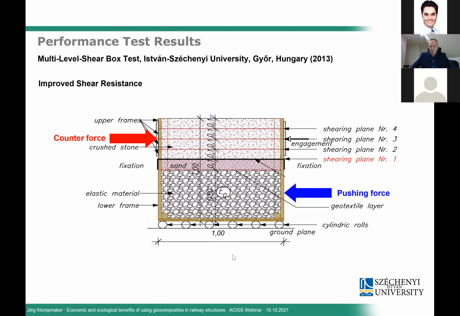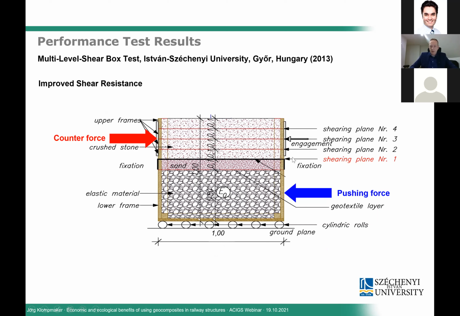The cross-section, again, here we can see the 2 boxes, an upper box and a lower box. The lower box is 1 unit. And the upper box is separated into 4 rings or frames, which we can loosen or fix together depending on which shear plane we want to analyze.